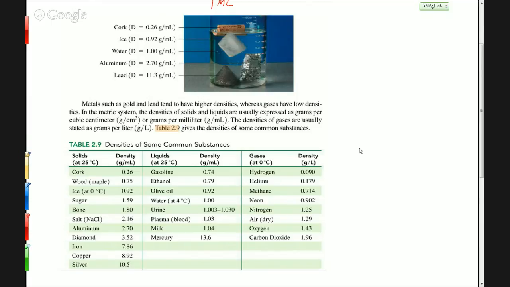They use a different term for it called specific gravity, but they're essentially interchangeable. Specific gravity is the density compared to water. But since water is 1, anything compared to 1 is the same number, so it's essentially the same thing. But you might hear that term, specific gravity. It's kind of an older term.